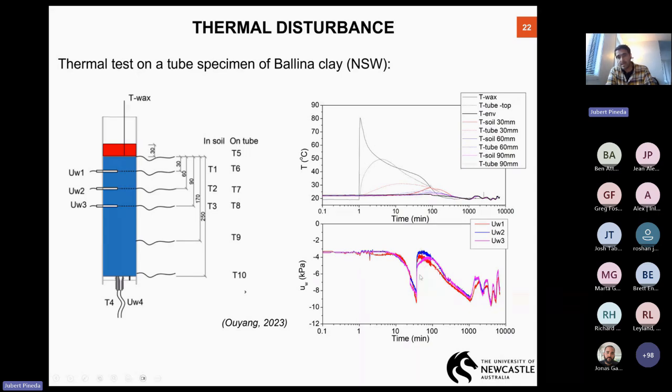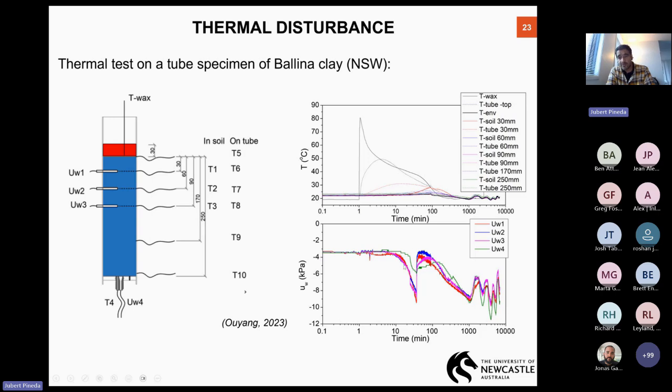So we will discuss a little bit later what happens in this sudden change in suction. And at the base of the sample, although it's 250 millimeters far from the heating source, we still have a similar trend. The magnitude is much lower here, but the trend is the same.